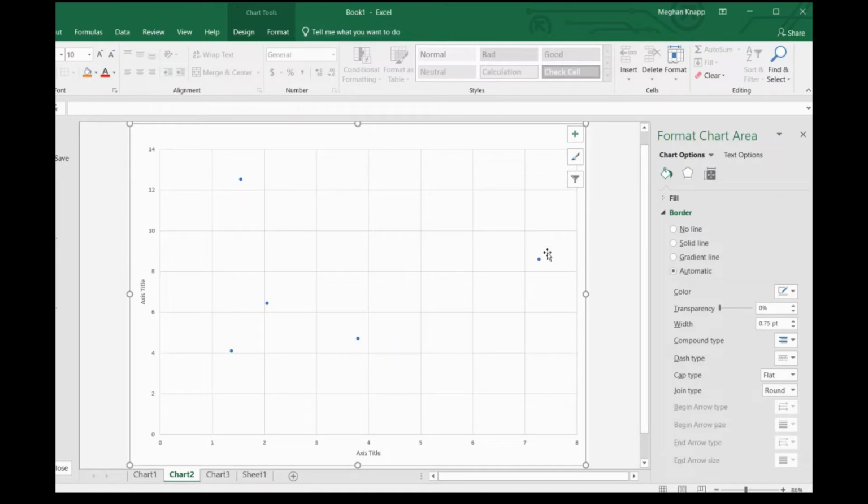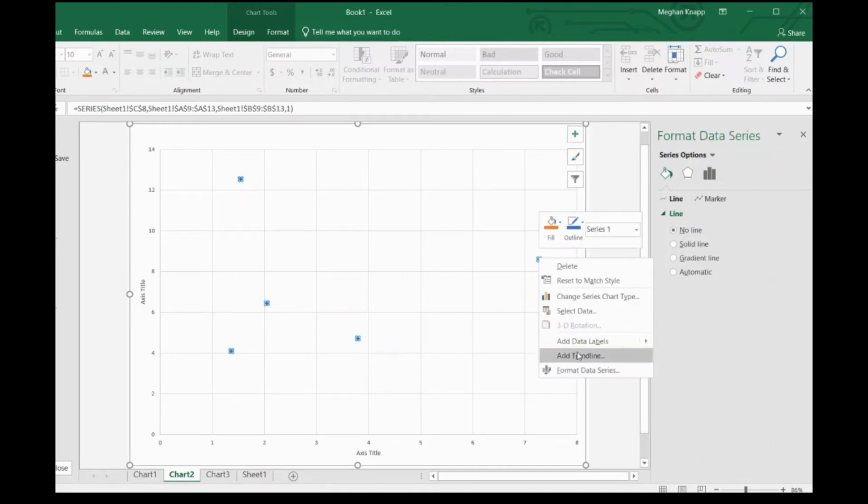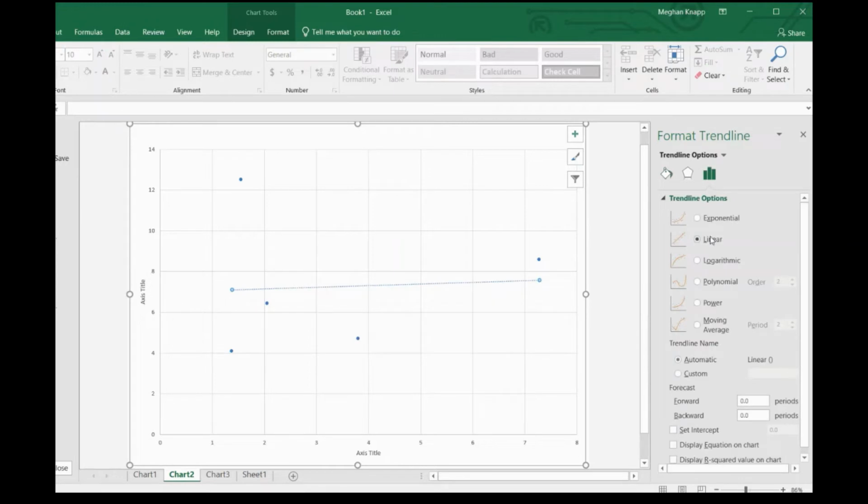And you'll notice that if I try and add a trend line here, it really doesn't go through any of the points. It doesn't really tell me anything very useful. So that's not very valuable.